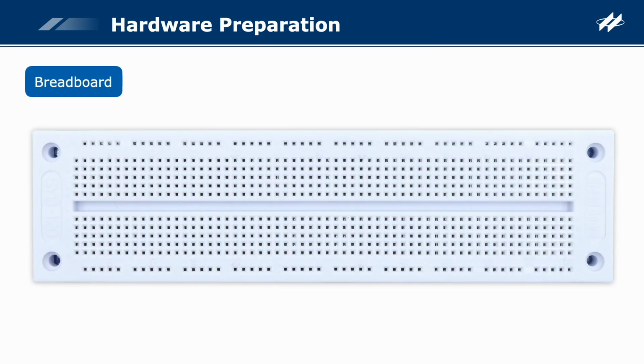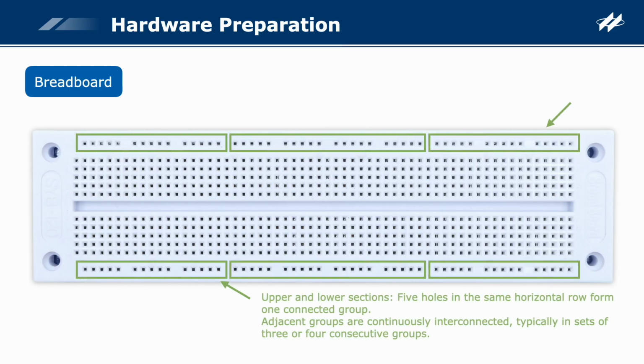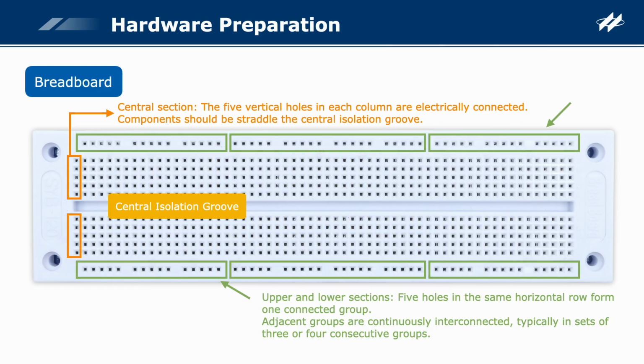Let's take a look at the breadboard. In the upper and lower sections, 5 holes in the same horizontal row form one connected group. Adjacent groups are continuously interconnected, typically in sets of 3 or 4 consecutive groups. In the central section, the 5 vertical holes in each column are electrically connected. Components should be placed straddling the central isolation groove. Different breadboards may have varying designs. Please verify based on the actual product.